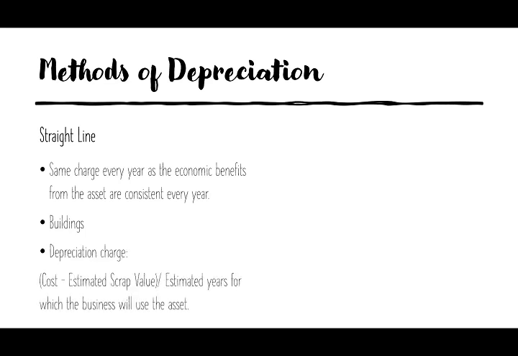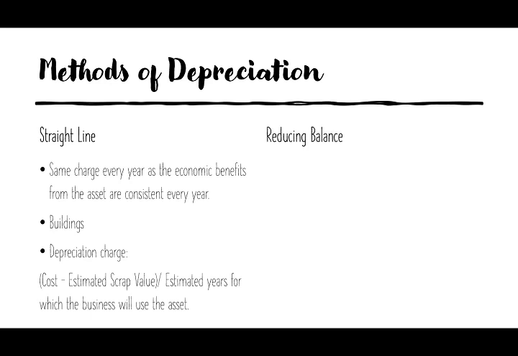So how do you calculate it? It's simple. You take the cost and you minus the estimated scrap value. Together we consider it to be your depreciable amount, divided by the estimated years for which the business will use the asset. Remember that the asset might have a much higher life, but the depreciation will be charged based on the number of years for which the organization is actually going to use it.